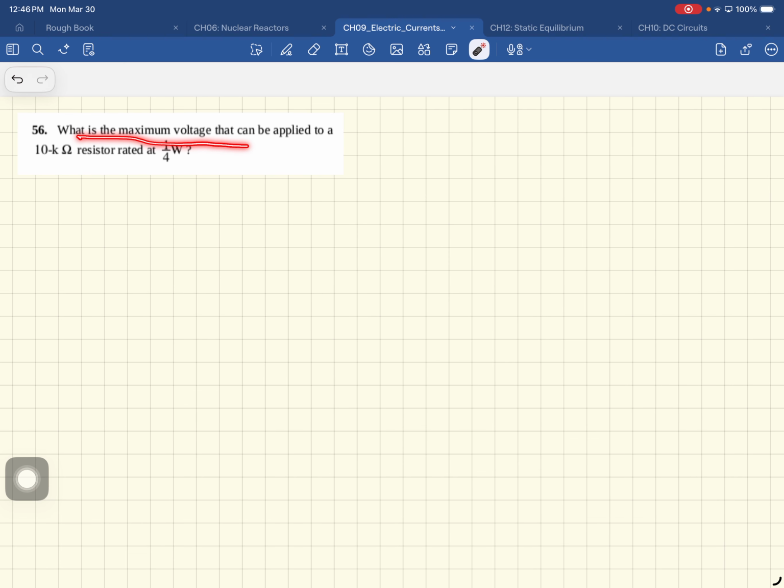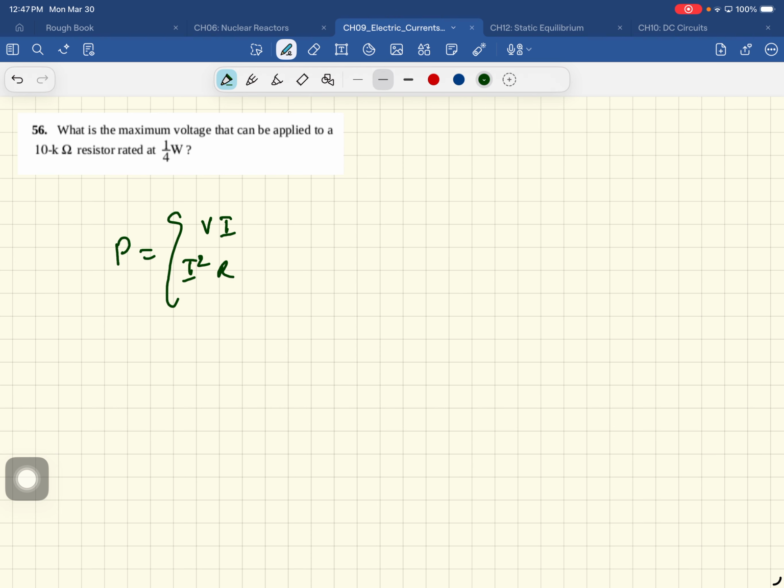This problem says, what is the maximum voltage that can be applied to a 10 kilo ohm resistor that is rated at 1.4 watts? Okay, so what will happen if you apply higher voltage? You will melt the wire. So power is, we'll use one of these formulas, V times I, or I square times R, or V square over R. V over R is I, and then you would get that formula.